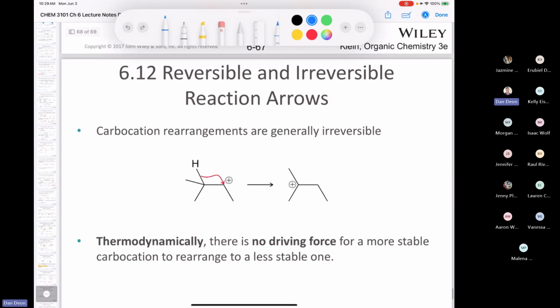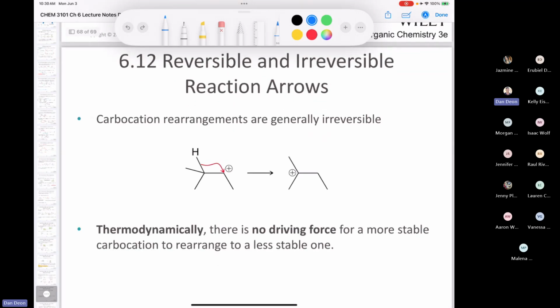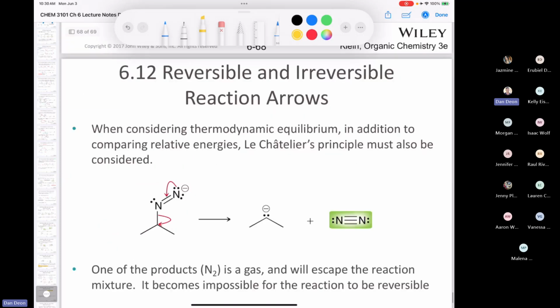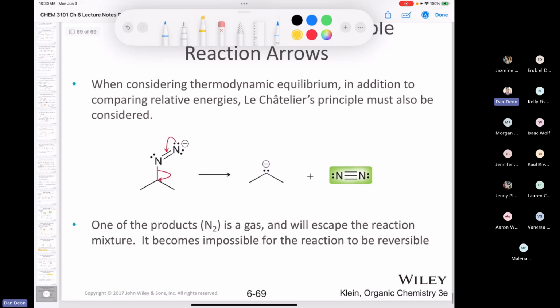Then, as I told you for carbocation rearrangements, if they can happen, they do. Carbocation rearrangements are generally pretty much always irreversible because there's no reason for them to go backwards. You wouldn't go from something less stable to something more stable and then back to something less stable. Why would it do that? Thermodynamically, there's no driving force for a carbocation to become less stable.